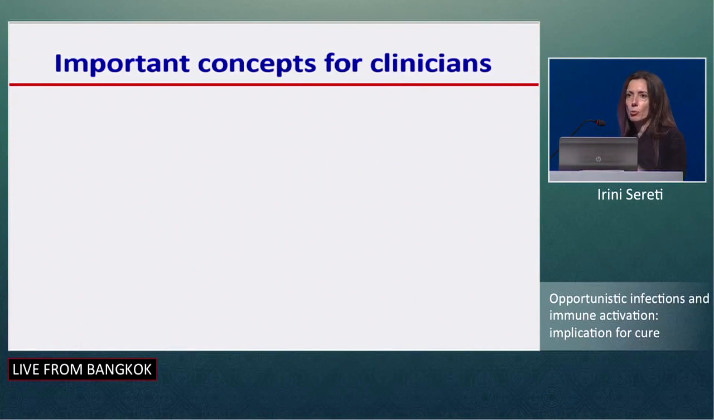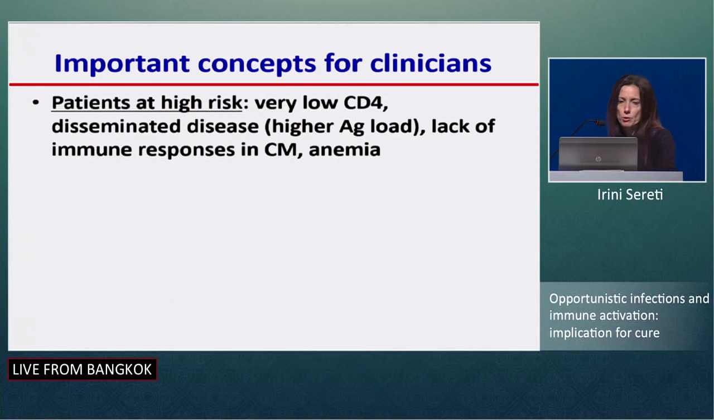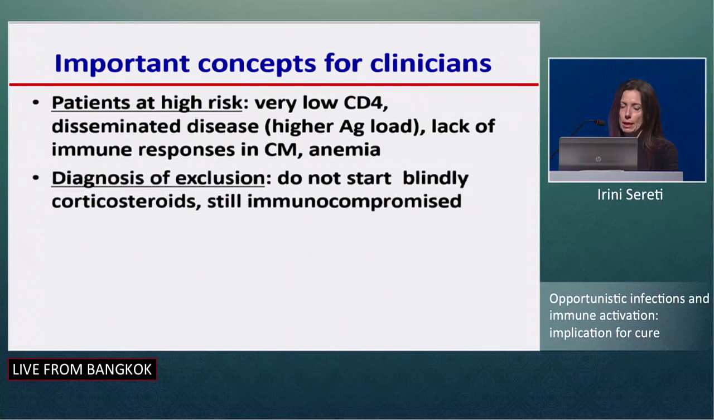So my take-home points for clinicians, which I always try to teach our infectious disease fellows, is to always keep in mind who is at high risk, because you want to be more vigilant and try to anticipate IRIS. The patients at high risk are the ones who have very low CD4 count, very disseminated disease, which from the immunological perspective we call a high antigen load. So the people who have disseminated TB or extrapulmonary TB, or as I mentioned, positive blood cultures for crypto. Lack of immune responses in cryptococcal meningitis has also been linked to higher incidence of IRIS, as well as profound anemia, which has been found in some studies, and we're finding it in a study we're analyzing now at NIH.